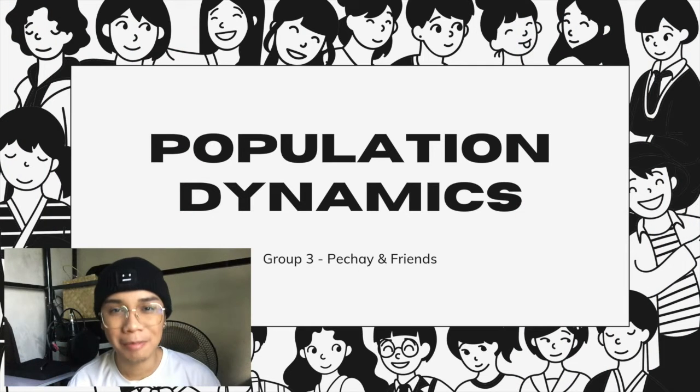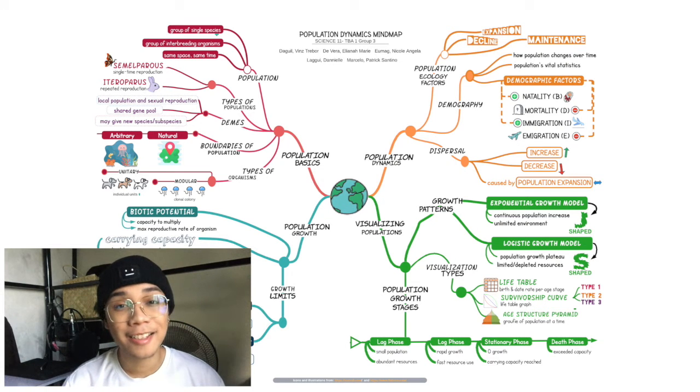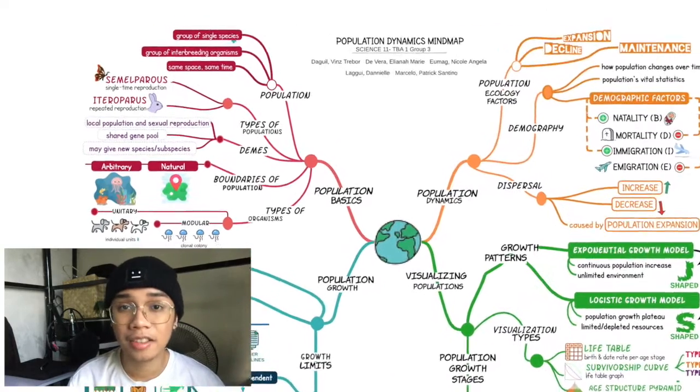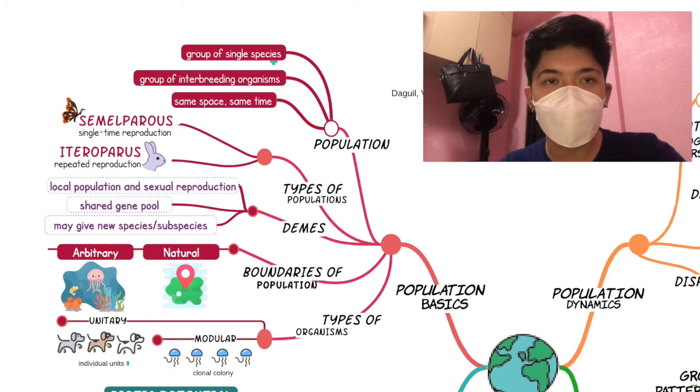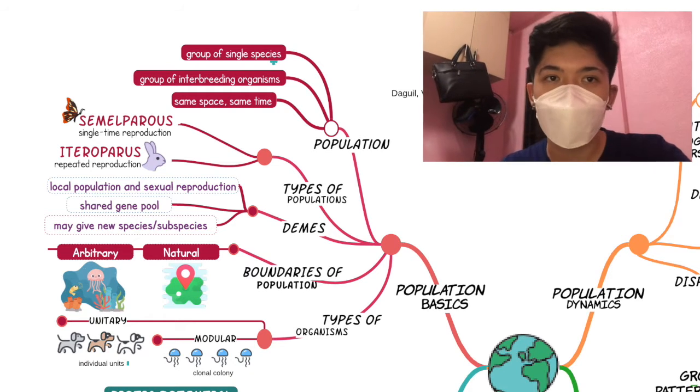Hi there, we're back, and for today, we are going to talk about population dynamics through a mind map. As always, let's start with the basics. What is a population? A population is a group of single species or interbreeding organisms living in the same space at the same time. There are two types of population.